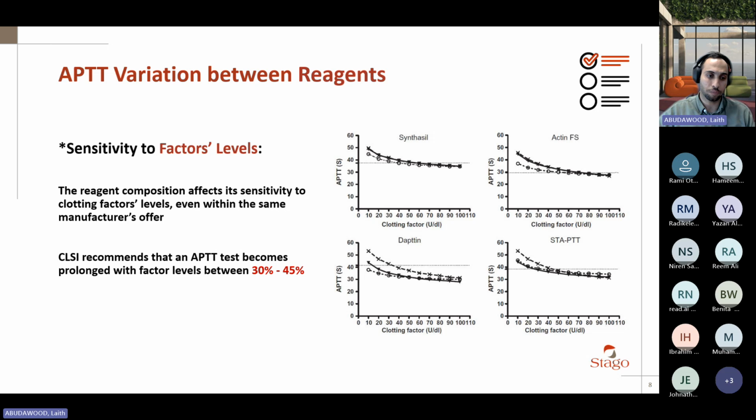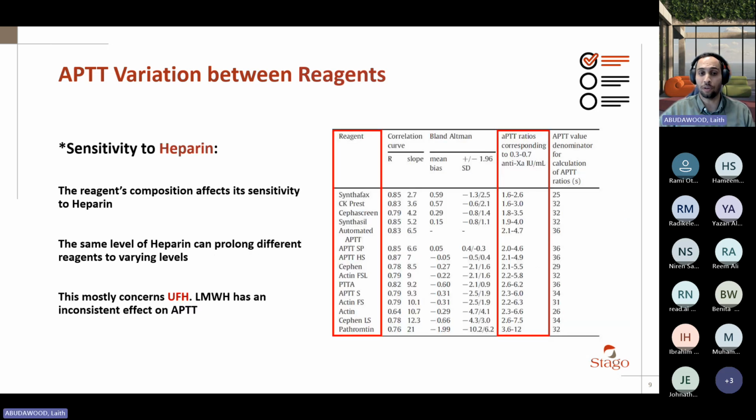Okay, what else? We have sensitivity to heparin. Again, if you remember, I said, for example, CK-Prest is less sensitive to heparin than PTT Automate. So in this case, the same patient might give you two very different results between PTT Automate and CK-Prest, let alone if you compare other reagents from other manufacturers, which will have very different results. As you can see, for example, these are all different reagents in the left column, highlighted in red. And you will see that the values are very different.